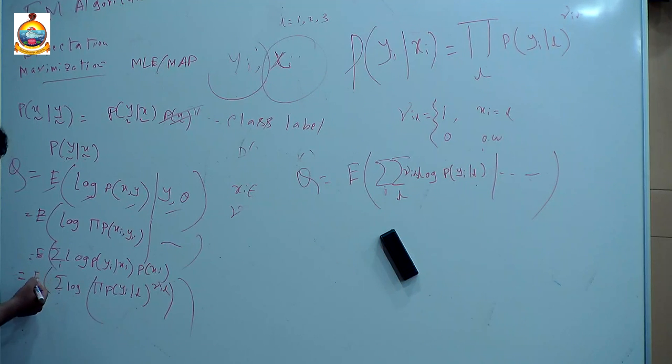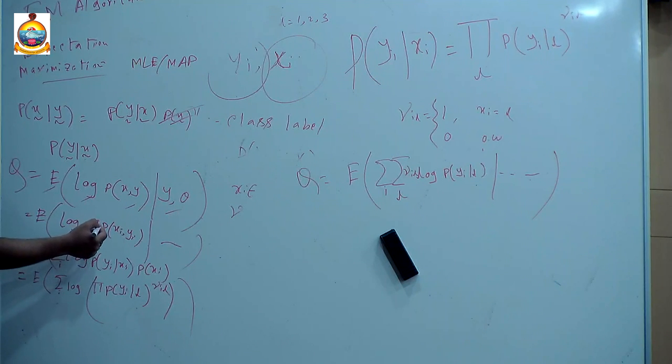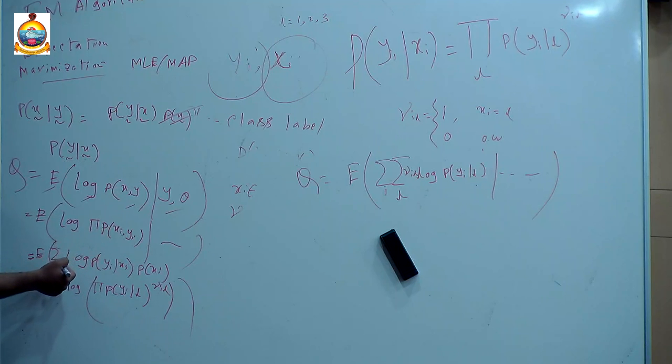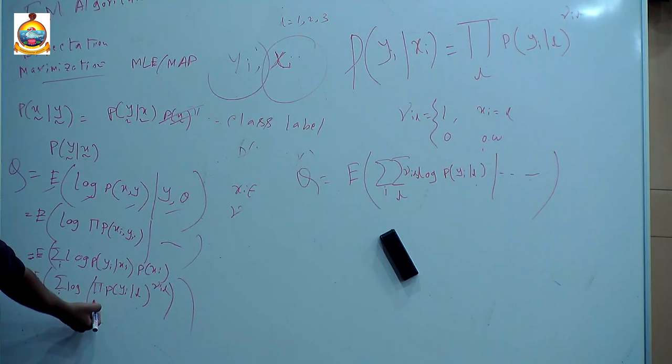This is equal to the expectation of the logarithm over the product. So this product is outside now. The expectation is always outside. This is the summation, and then inside that bracket, this one.